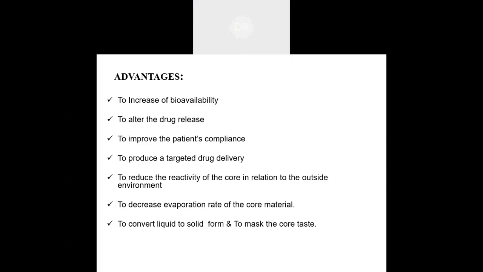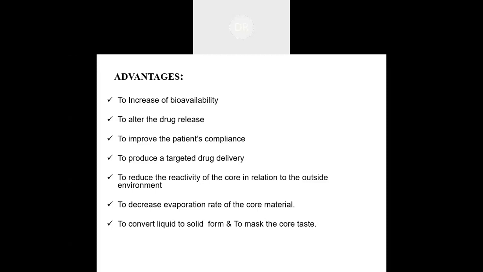Now we will move on to the advantages of this encapsulation: to increase the bioavailability and to alter the drug release. Microencapsulation is carried out in the pharmaceutical industry, like capsules. Some of the drugs are encapsulated and used for disease recovery.